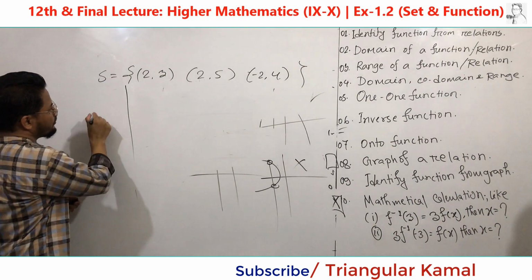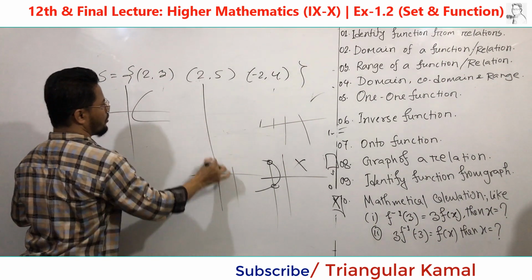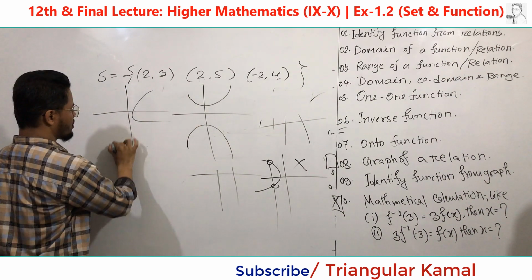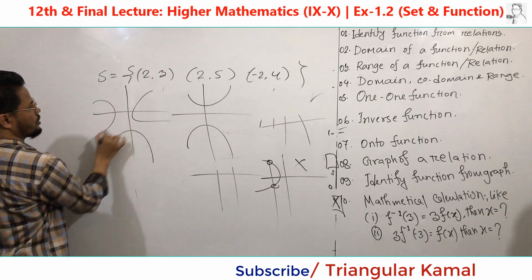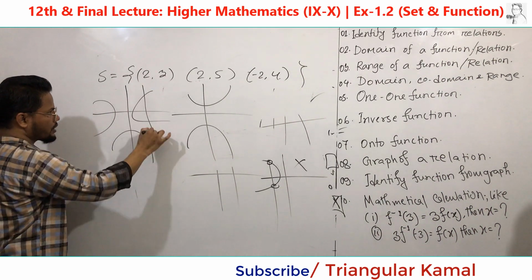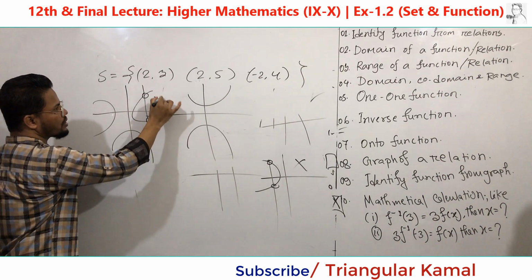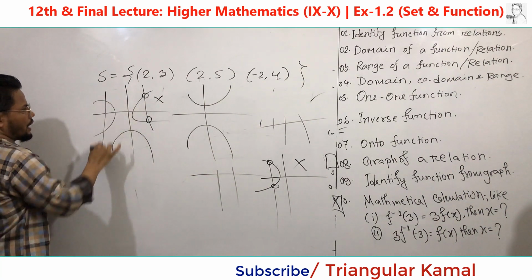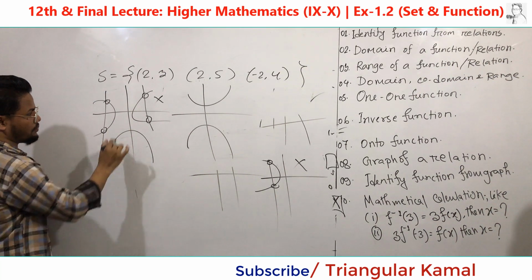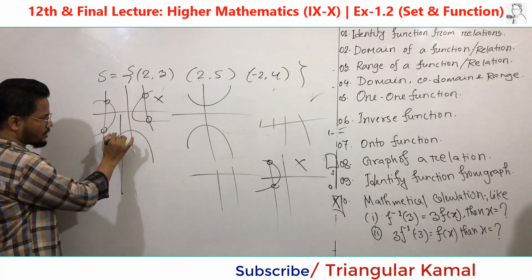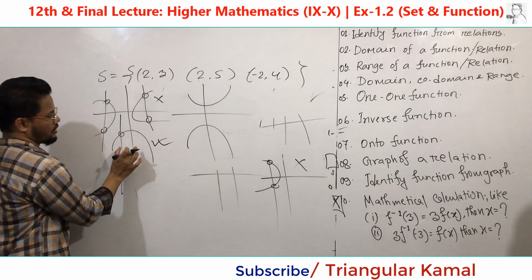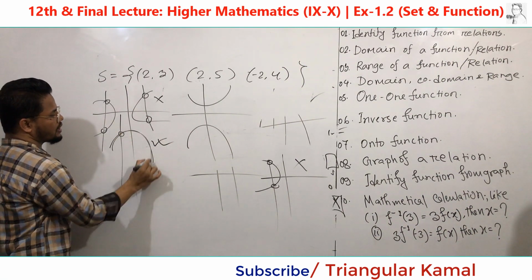Like this one first, or this one, or this one. If we draw a parallel line of y-axis, there are 2 intersecting points. This one is not a function. And if we draw a parallel line of y-axis, there are 2 intersecting points. But if we draw a parallel line of y-axis here, there is only 1 intersecting point. So only this one is a function. This relation is a function.